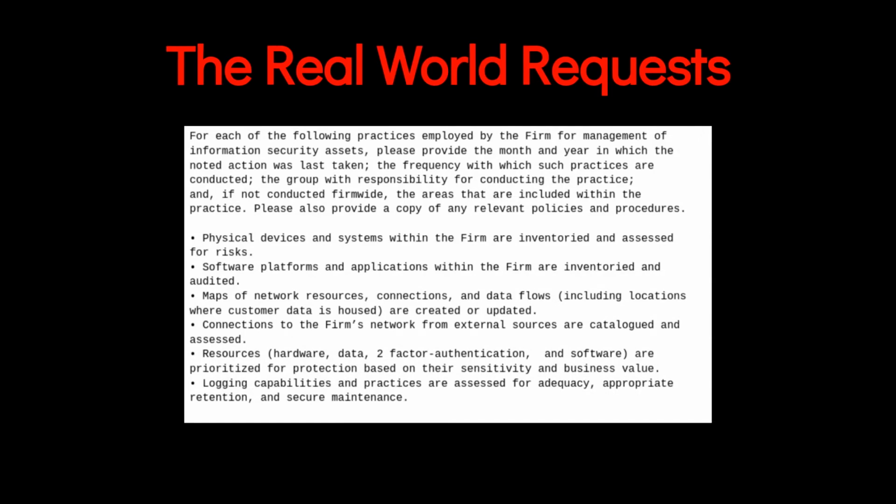This is basically where the SEC reaches out and says, hey, we want to see a list, an inventory list of all the physical devices and systems that you have connected to the network. And these are going to be systems that in any way touch personally identifiable information. They generally want to see what software platforms and applications you're using, maps of network resources, which I'll show you how we build those maps in a second. And who's connecting to the firm, external sources, cataloged and assessed. So if you're using an outside IT firm, how are they accessing your firm? Is it remote desktop or TeamViewer or whatever? Making sure that you have that documented.